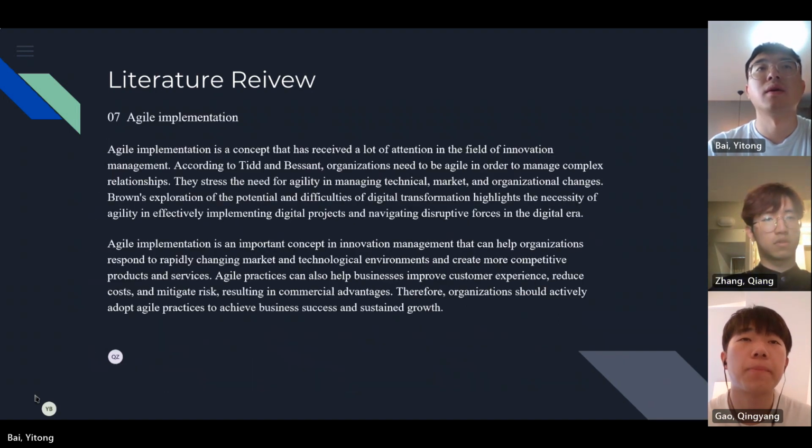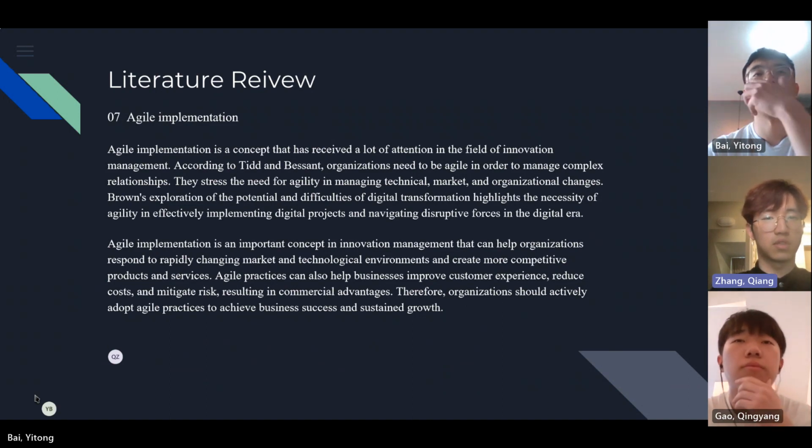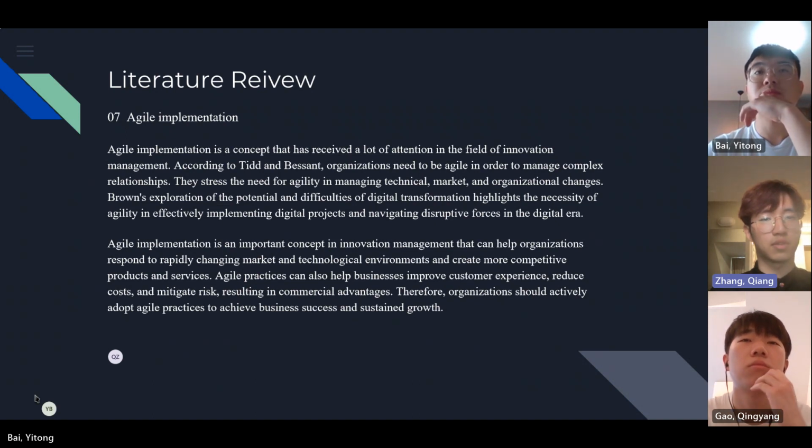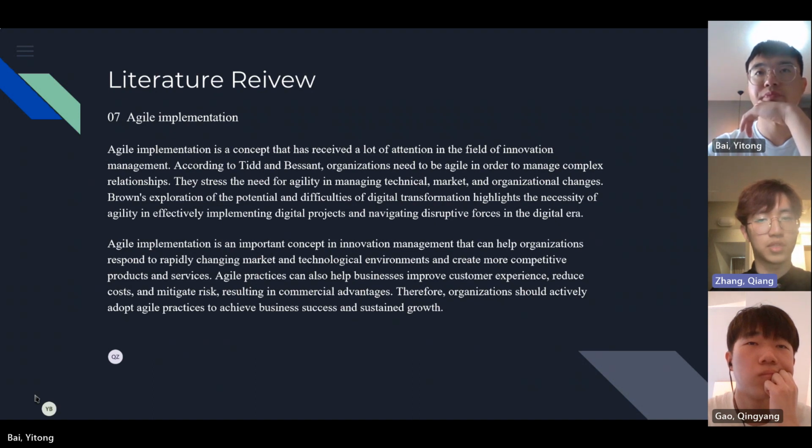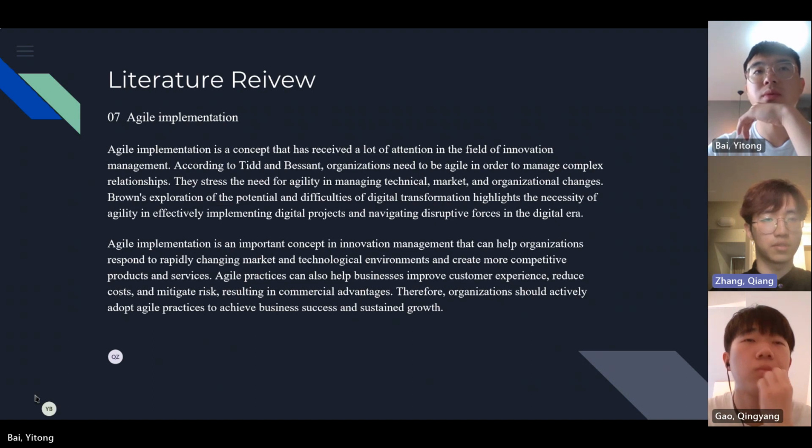So the next part is agile implementation. It is a concept that has received a lot of attention in the field of innovation management. According to the text, organizations need to be agile in order to manage complex relationships. They stress the need for agility in managing technical, market, and organizational changes. Brown's exploration of the potential and difficulties of digital transformation highlights the necessity of agility in effectively implementing digital projects and navigating disruptive forces in the digital era.